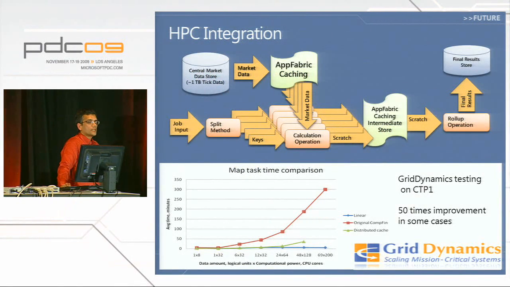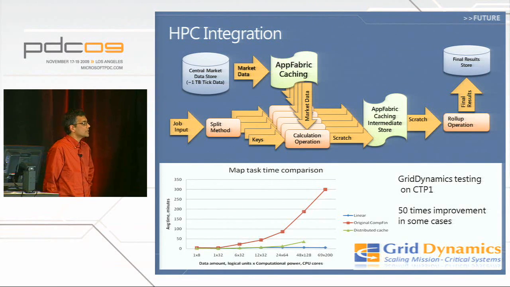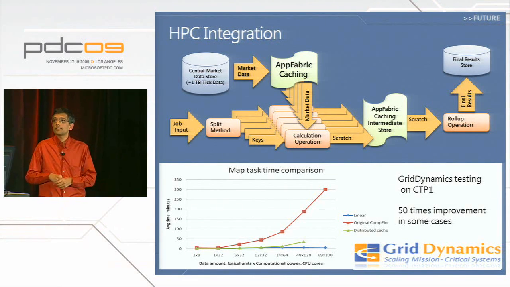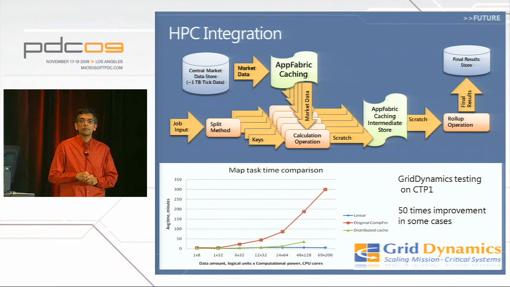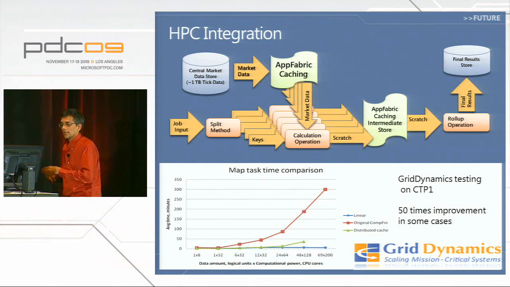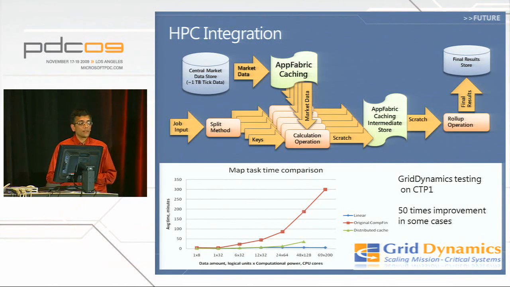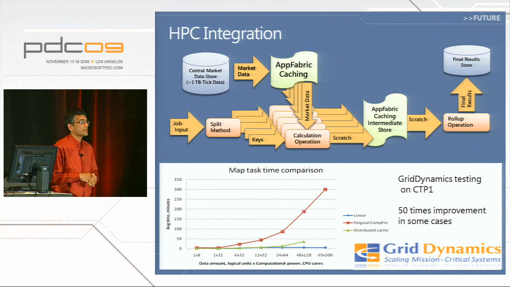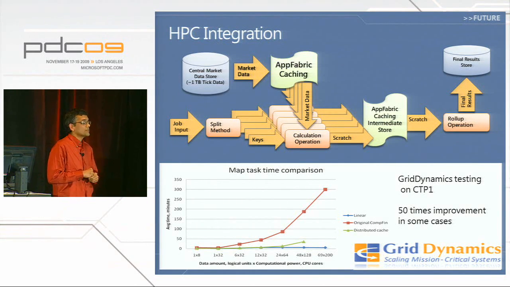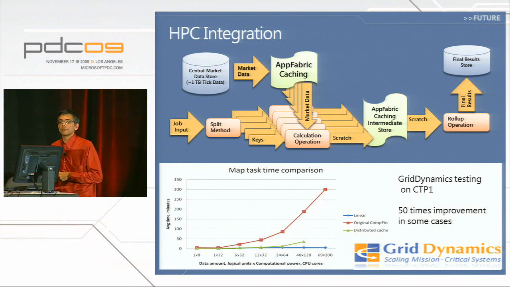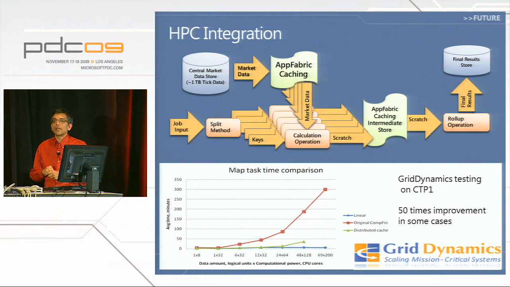Another thing we're working on with the HPC team separately, as part of the HPC charter: today you can use Velocity in HPC scenarios if you have high performance computing. Again, Grid Dynamics did a blog. This actually was in CTP1. They did it last year or early this year, and they saw like 50 times improvement in a lot of scenarios. So you can just throw Velocity into HPC today.